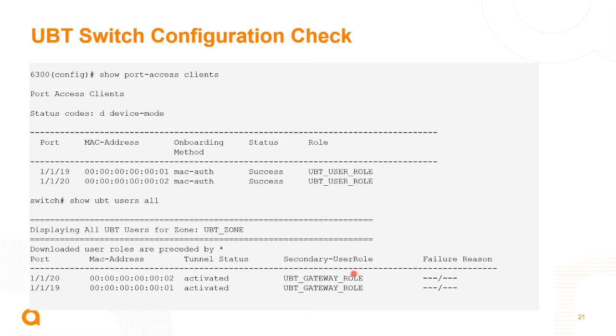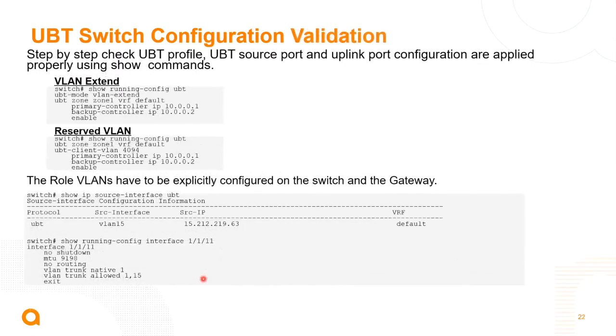I personally recommend for troubleshooting, start out with a non-tunneled role, just assign a VLAN. Make sure that the downloadable role works first with a VLAN, and then once you've correctly done that, you can remove the VLAN and put in the tunneling command if you're doing the reserve VLAN method. If you're doing the VLAN extend method, you leave the VLAN in there, but make sure the tunneling command is working appropriately as well.